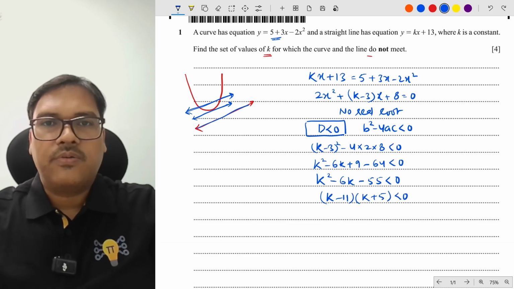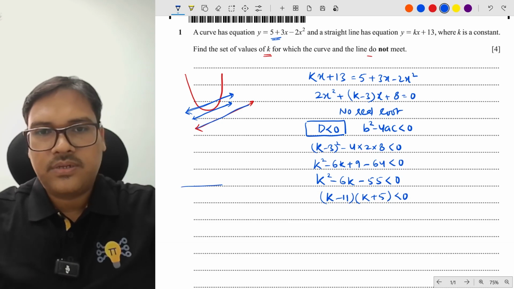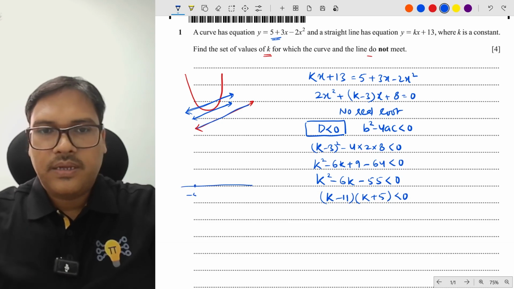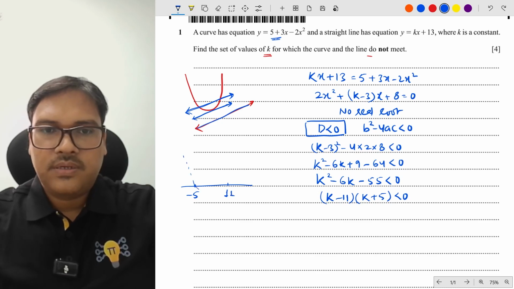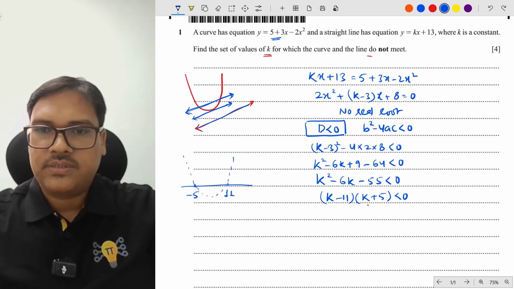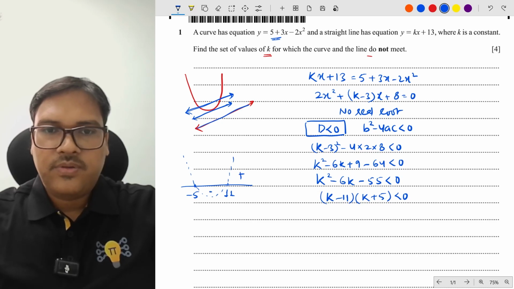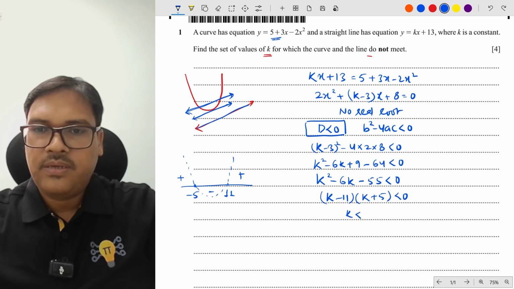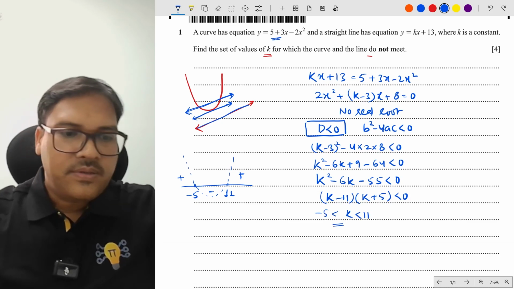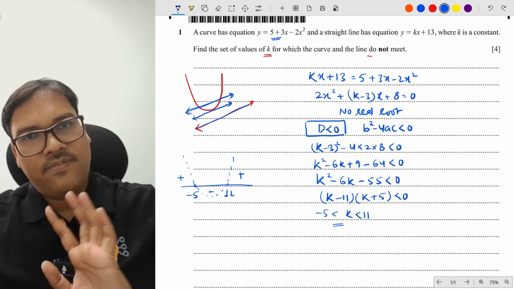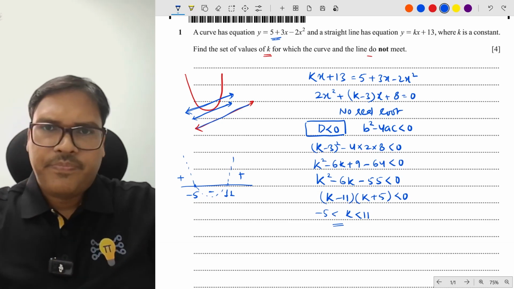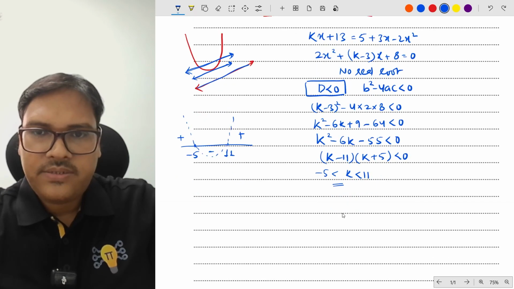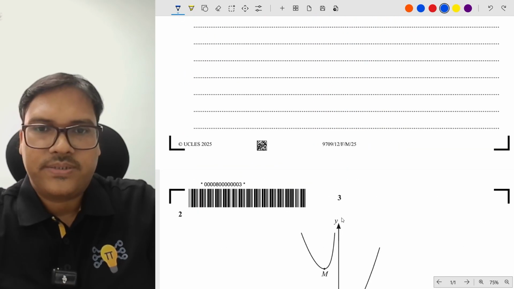So now how to solve this quadratic inequality? The roots are negative 5 and 11. So we know that the graph is like this: it will be positive, negative, and then positive. We want negative, so that means k will be less than 11 and greater than minus 5. So this is the answer for this question. I have the answer key, I'll check the answer and we'll see the solution. So that is how we can easily solve the first question.